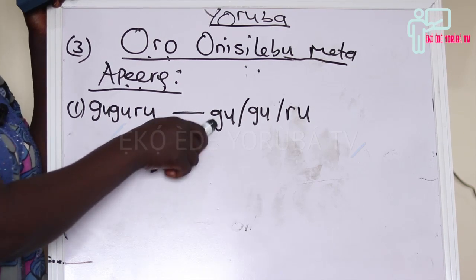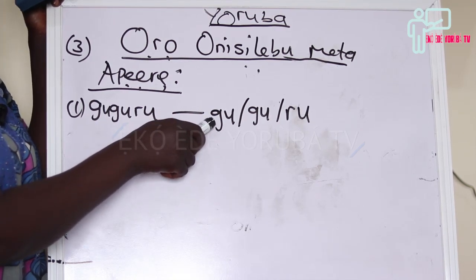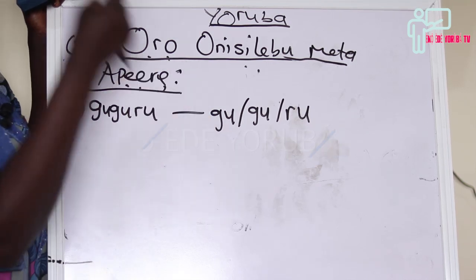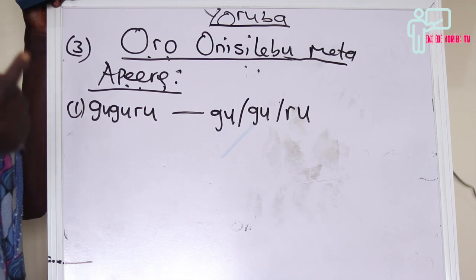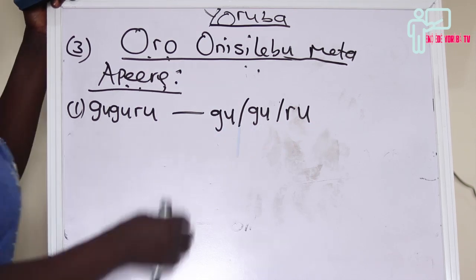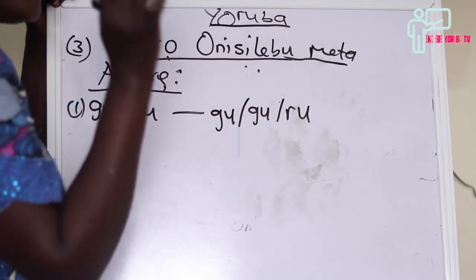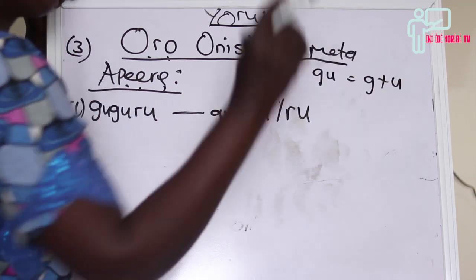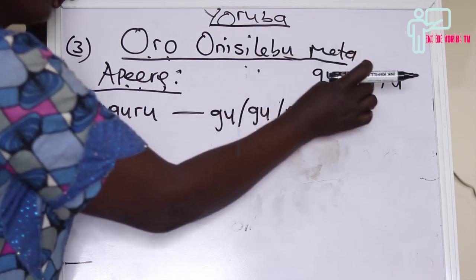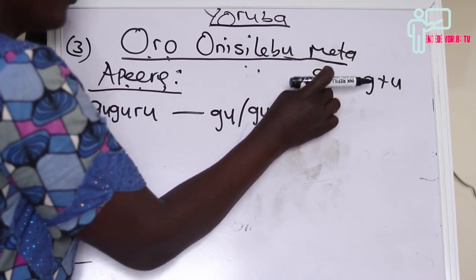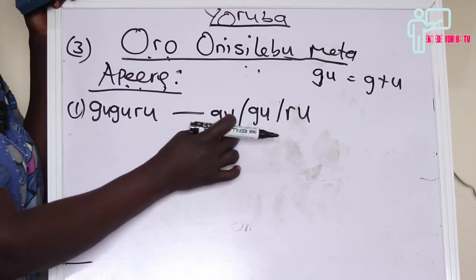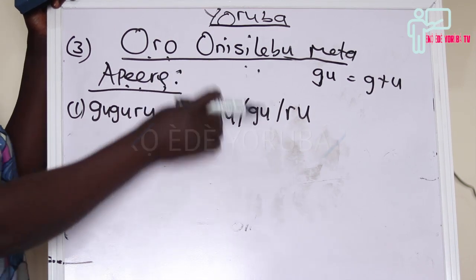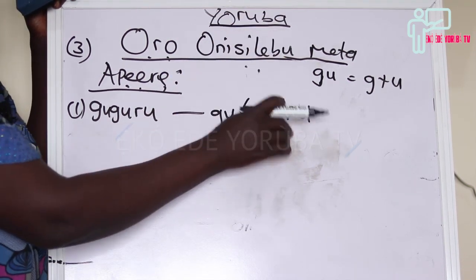If you could remember that this letter G in English, we call it G. This one we call it U. You know, if I want to say Oro Onisilebu kan, I will just say Gu, which is G plus U. It now gives us Gu. Now, I now make it 3. Ru.